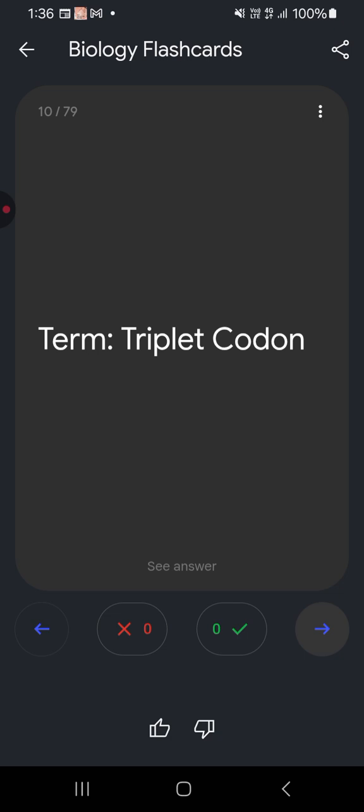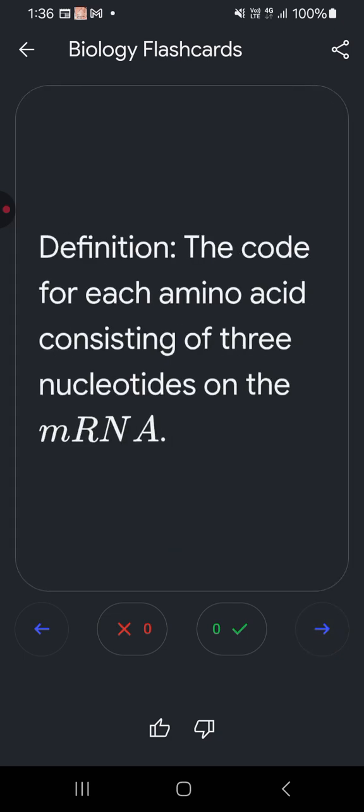Next question, define the term triplet codon. The answer is the code for each amino acid consisting of 3 nucleotides on the mRNA. It is actually a code for amino acids. Amino acids together make up the proteins.